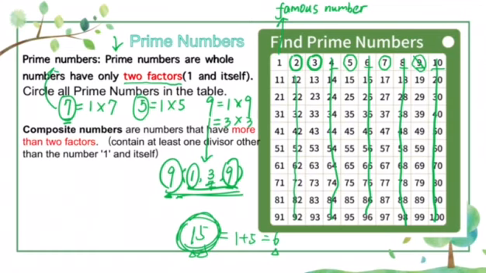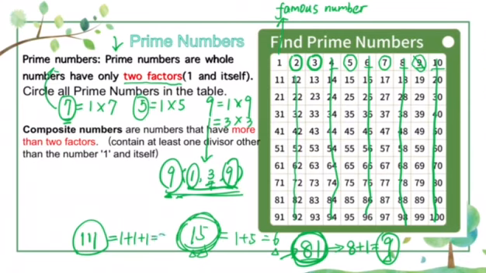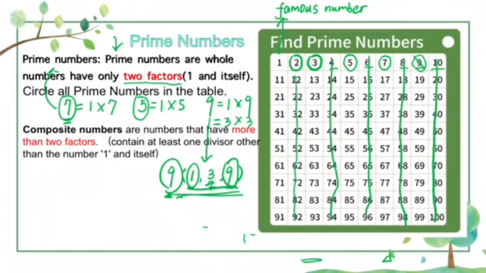Another example like 81. For 81, the sum of digits is 8 plus 1 is 9. 9 is a multiple of 3. So 81 is also a multiple of 3. Like 111. The sum of digits is 1 plus 1 plus 1 is 3, right? 3 is, of course, a multiple of 3. So 111 is also a multiple of 3. So can you get this strategy? Very easy, right? So let's drop the multiples of 3 together.